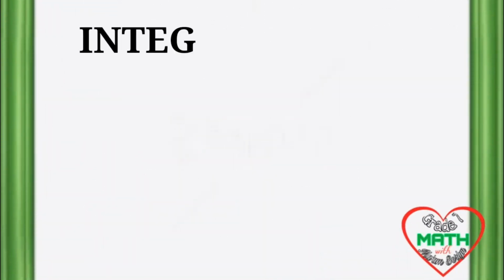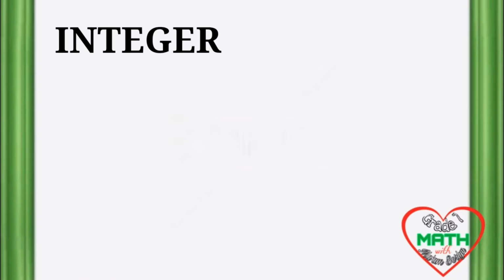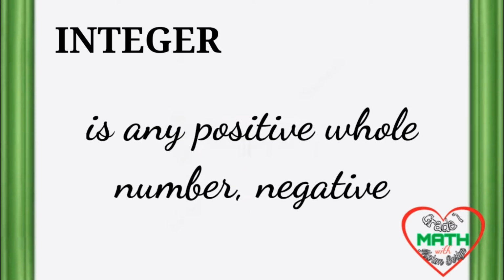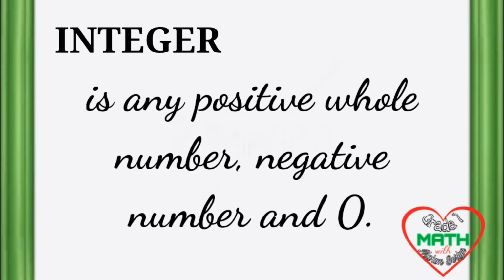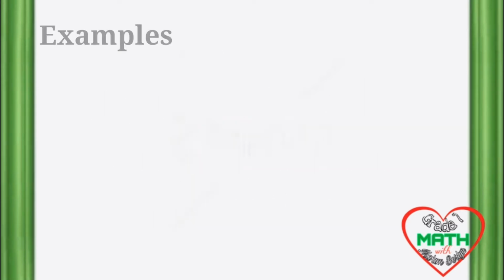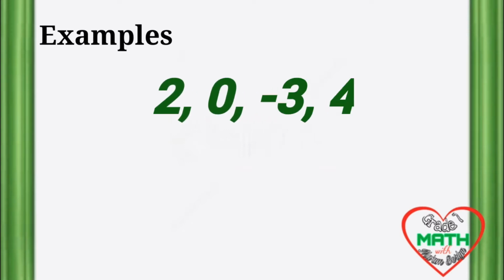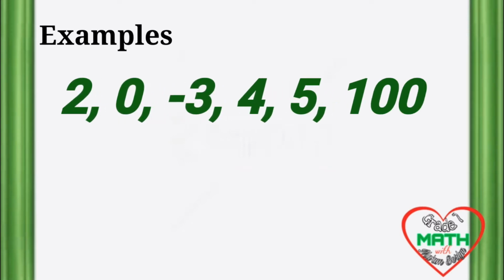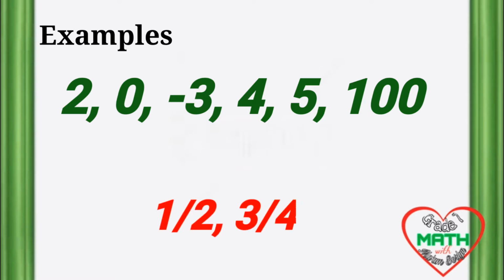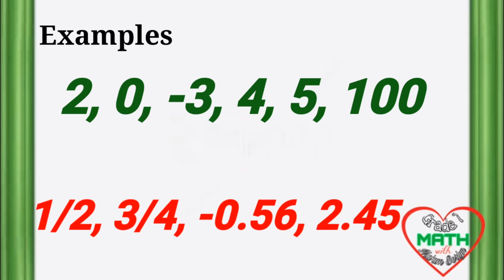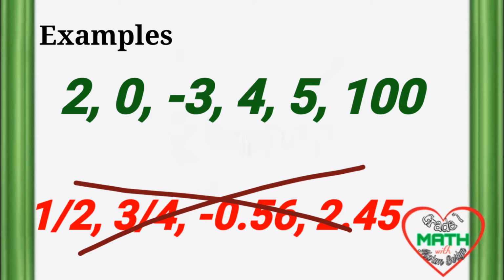Before anything else, let's first define integers. An integer is any positive whole number, negative number, and zero. Examples of integers are 2, 0, negative 3, 4, 5, and 100. 1/2, 3/4, negative 0.56, and 2.45 are not examples of integers since these numbers are not whole.